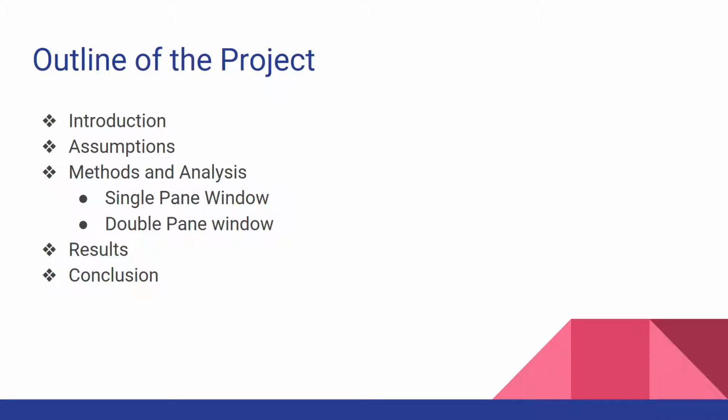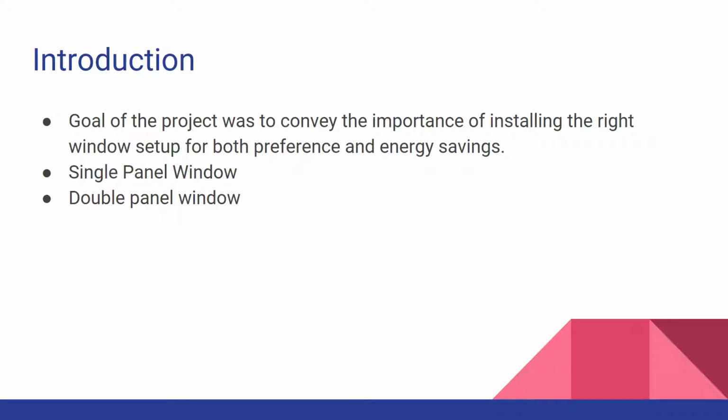For the outline of the project, we consisted of an introduction, an assumption, the method and analysis of a single pane window and a double pane window, the results, and a conclusion. The goal of this project was to convey the importance of installing the right window setup for both preferences and energy savings. This was done by calculating the heat loss for single pane windows and double pane windows.